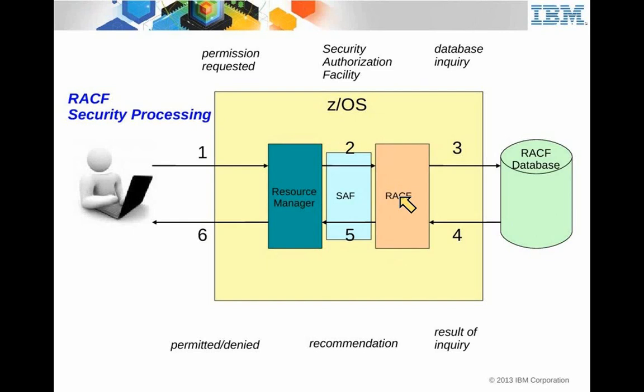If RACF is not present, this may be another security product. There are exits, and I think it's on one of the next foils or charts here, but there are exit points that are available from SAF so that another vendor's security product can be plugged in if that is preferred by the customer.